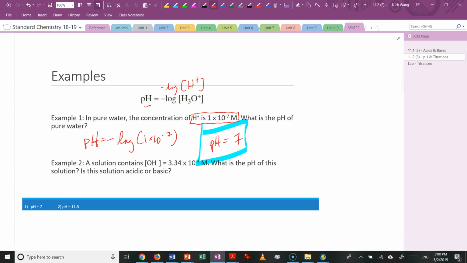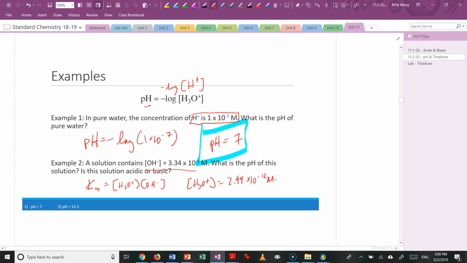A solution contains a hydroxide concentration of 3.34, and so on. What is the pH of the solution? Is the solution acidic or basic? Well, I don't have an actual hydronium ion concentration, but I do have hydroxide, right? So if I have a hydroxide concentration, I can conceivably figure out the hydronium concentration. Remember using this formula? I'm just going to write it out to remind you where I'm getting it from. You should be able to plug things in appropriately, and eventually you'll find that the H3O plus concentration is 2.99 times 10 to the minus 12th molar.